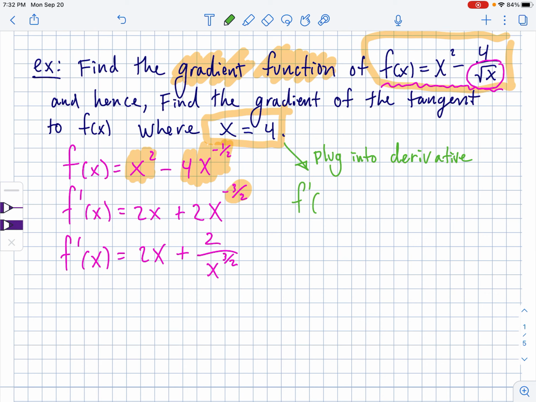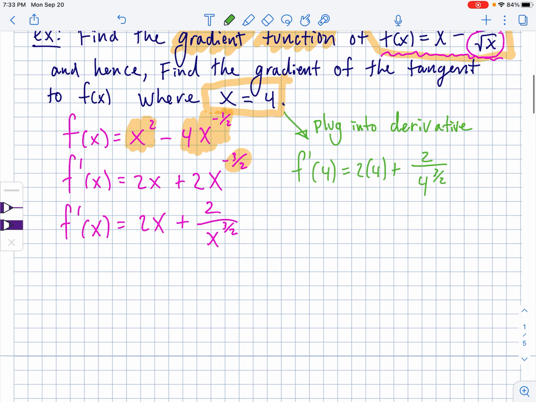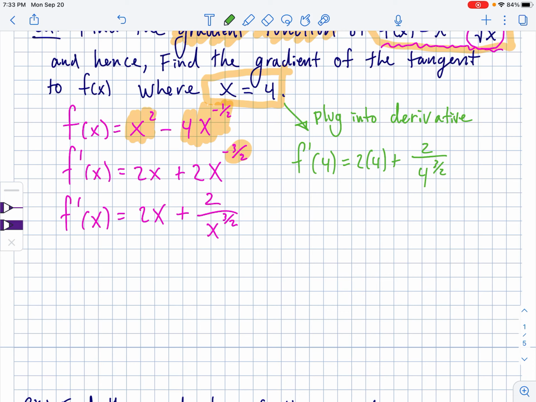So we're going to find f prime of 4, which is replacing all the x's with 4. So 2 times 4 plus 2 over 4 to the 3/2. Now, 2 times 4 is 8, but then that 4 to the 3/2, we almost have to do a little sidebar to figure out what that is. You could just punch it straight into your calculator, but I'll show you guys a little trick to be able to figure out what that is.